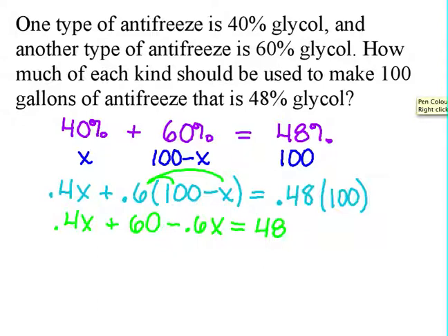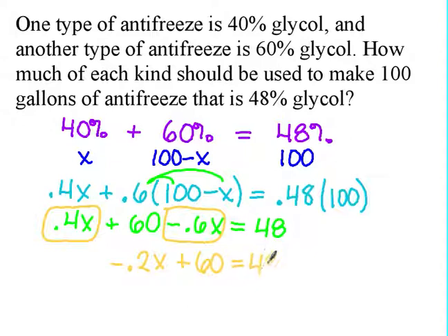Now on the left side, what do you notice? You should have two terms that are like. Okay, 0.4 and then negative 0.6. What is 0.4 minus 0.6? Negative 0.2. So I've got negative 0.2x plus 60 equals 48.